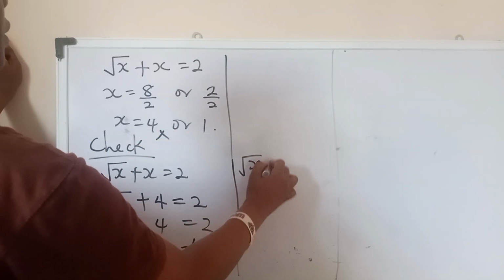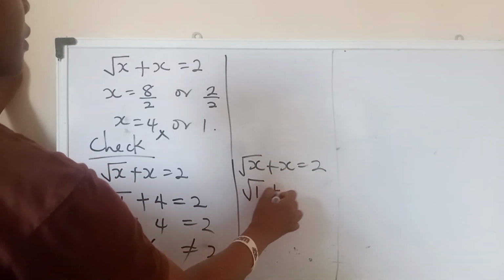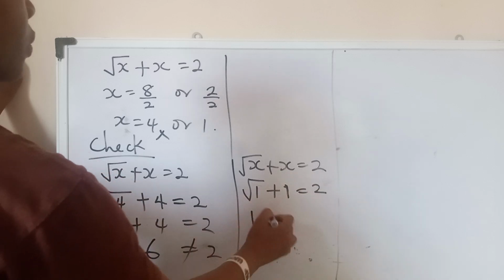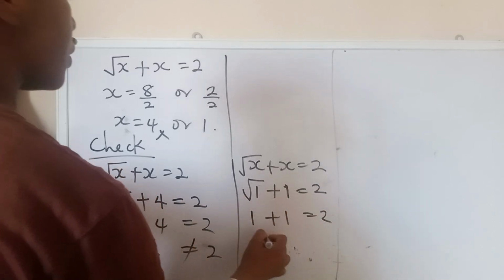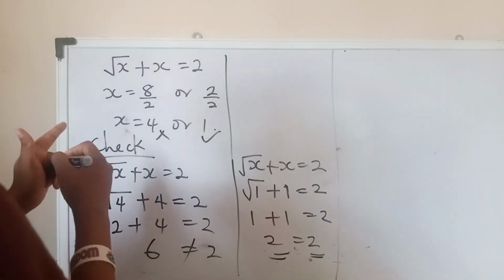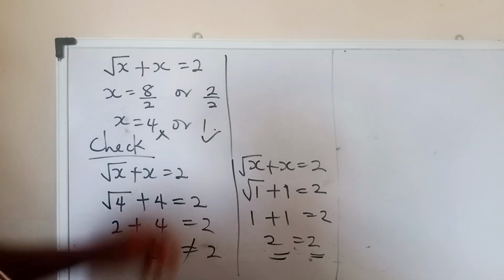Let's try the other one, where we have x as 1. So this is square root of 1 is 1, so 1 plus 1 is equal to 2. So this satisfies the equation. Therefore, our solution is x equals 1.